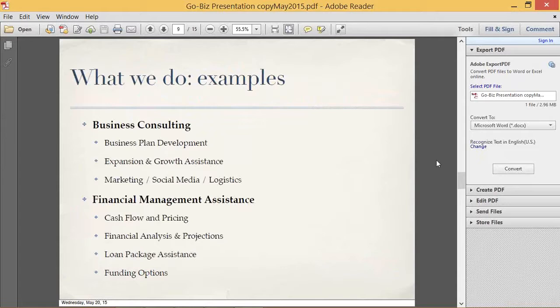One of the great benefits of our program is consulting services are always provided at no cost. So the entrepreneur, the business owner, never has to pay for SBDC consulting, and that's mandated by the SBA as part of our federal grant agreement.